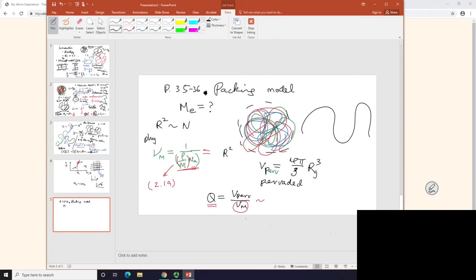Physical volume. But since on the left is a volume, on the right is R squared, length squared, there's one length missing. Just like we play with that tube model, there's one length missing. And that missing length is called packing length. And notation is P, little p, lowercase p. Okay?